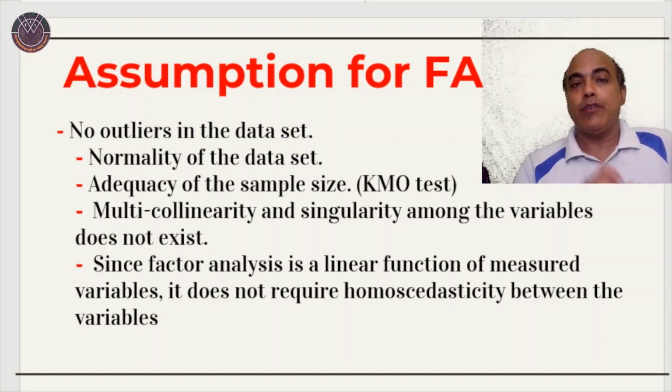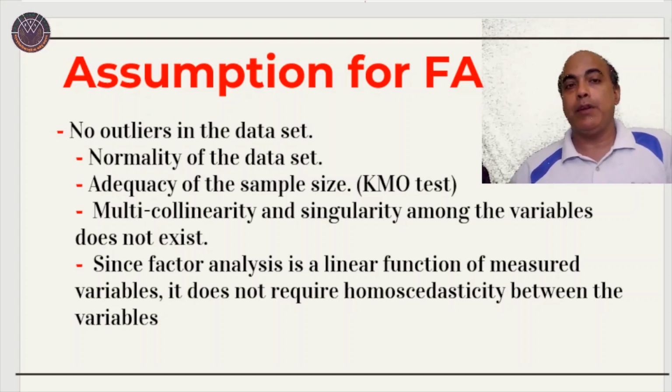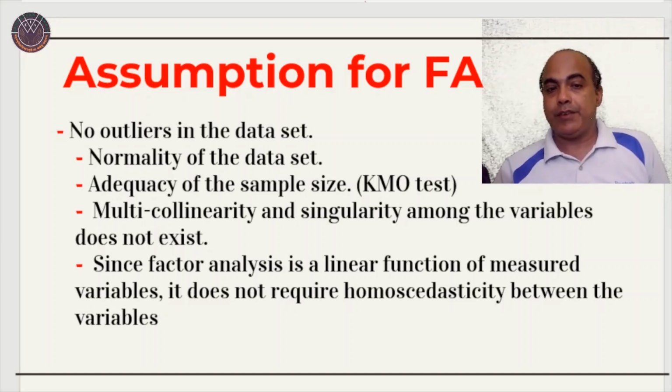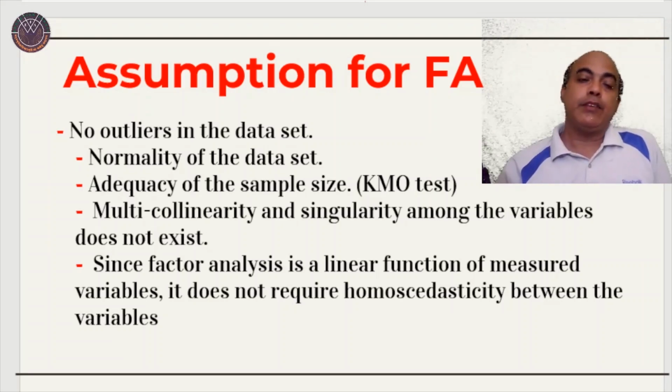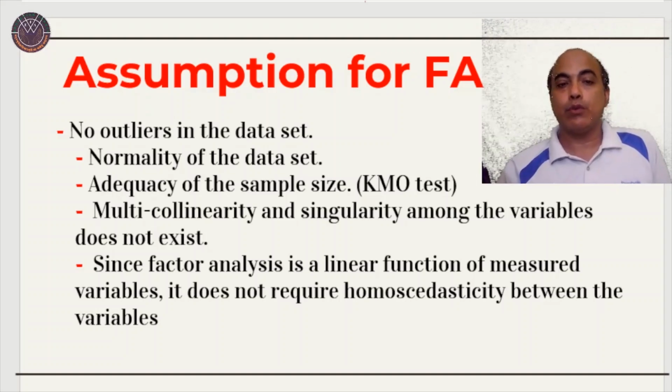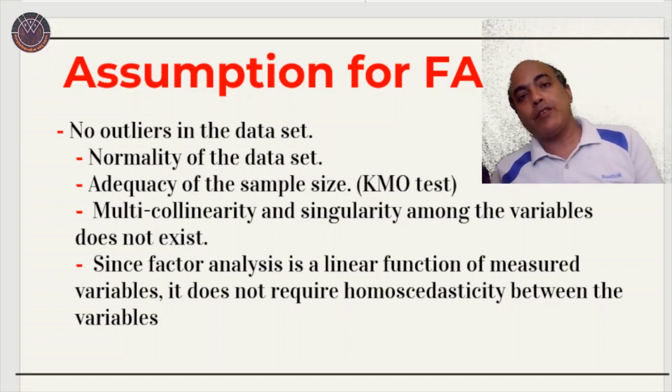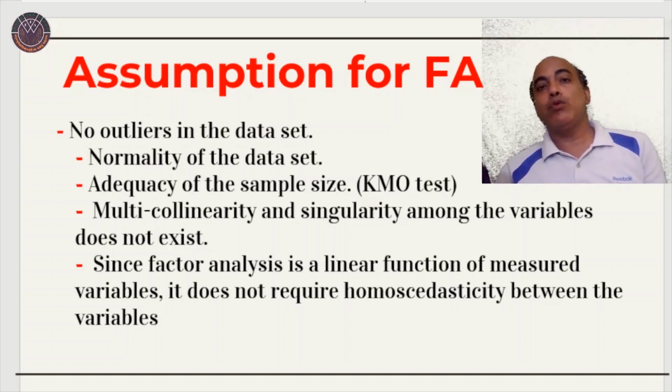As I told you, the value from 0 to 0.49 is unacceptable. If the value is in the 0.50s, like 0.51, 0.52, then it is miserable. If it is in the 0.60s, like 0.61, 0.62, then it is mediocre. This is all stated by Kaiser. If it is in the 0.70s, then it is middling. If it is in the 0.80s, then it is meritorious. But if it is in the 0.90s, then it is marvelous. So if you get a KMO value in the 0.90s, you should go for factor analysis. It is the most suited one. Sample adequacy is there and factor analysis can be done in a very nice manner.